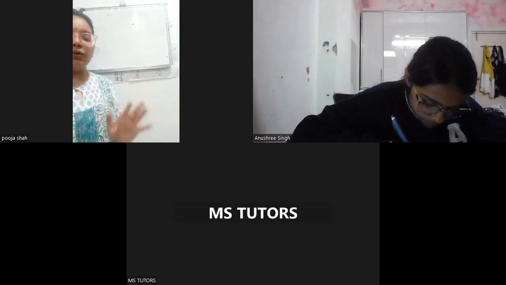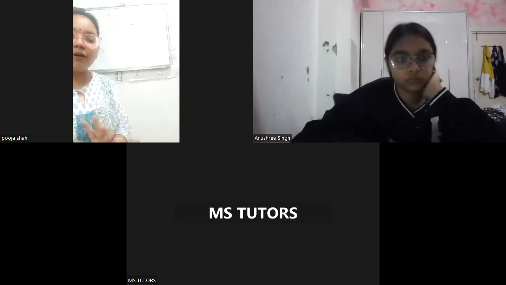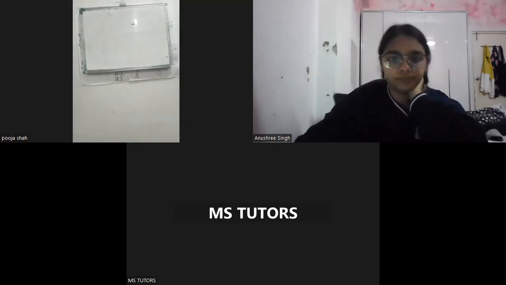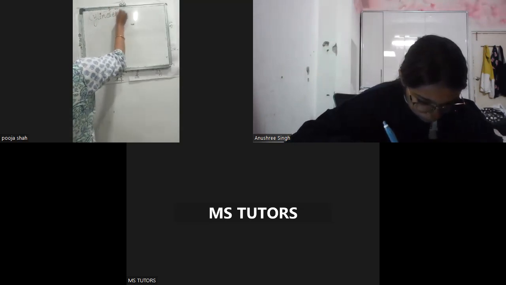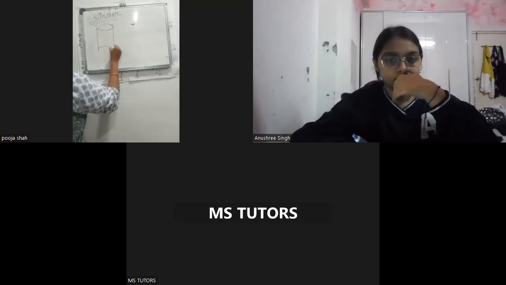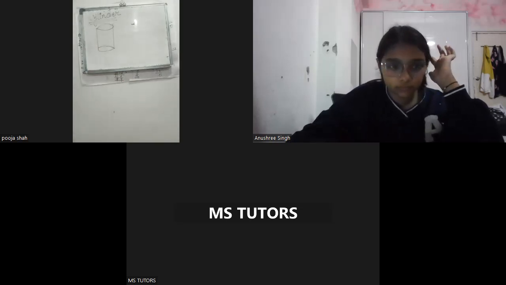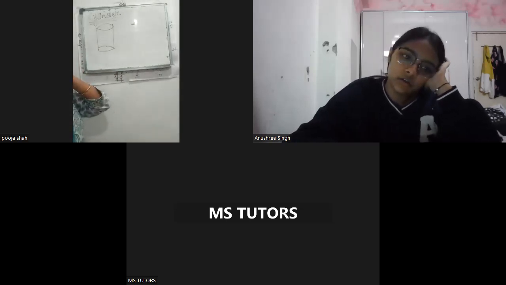This cube and cuboid, so far we studied, is it clear to you? Any doubt in the surface area and the volume of cube and cuboid? No doubt? Okay. Then we come to the question on cylinder. Is this your cylinder? Yes, this is the cylinder, Anushree? Yes, correct.